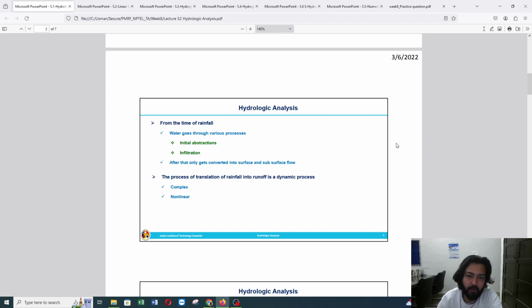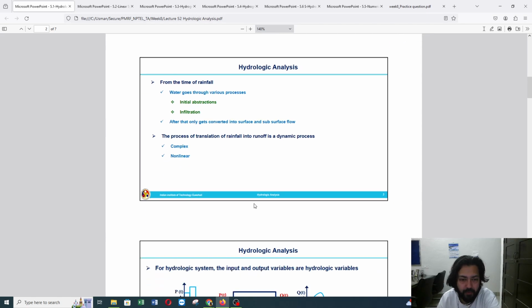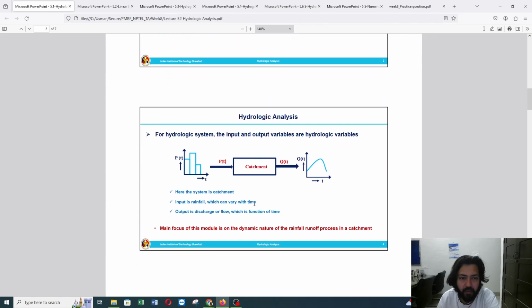What we are going to see this week, more precisely, is this process of translation of rainfall into runoff, which is a dynamic process. And why do we say it is a dynamic process? Because rainfall and runoff are both functions of time. They change with respect to time, right? So we call it a dynamic process. The important thing to understand the rainfall-runoff process is the hydrological system concept.